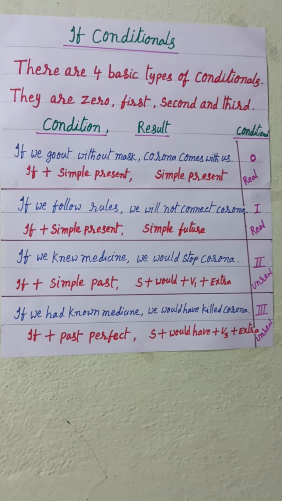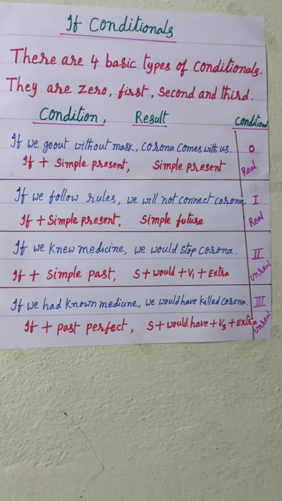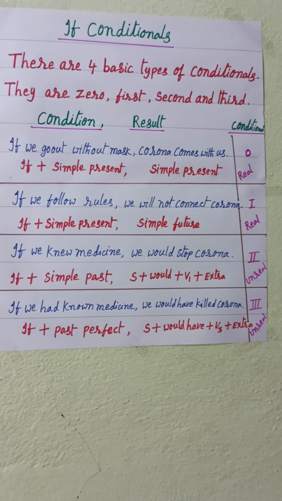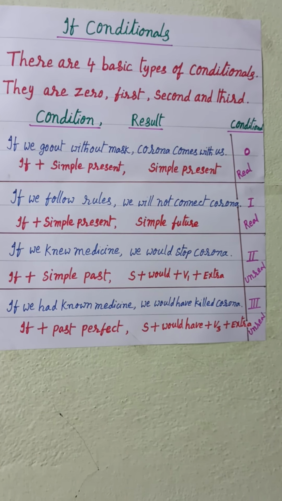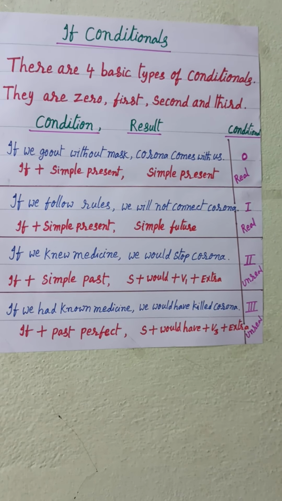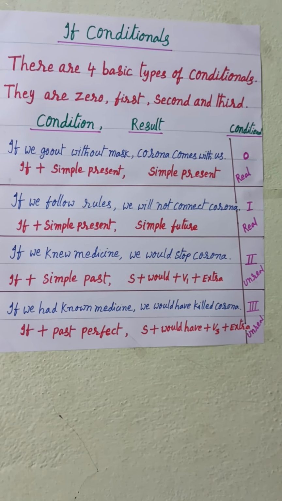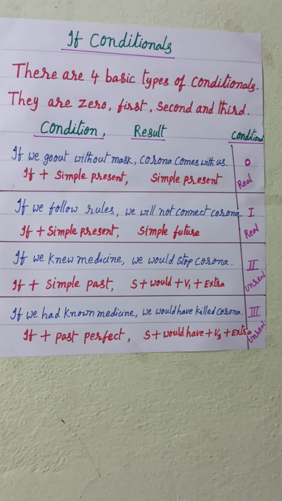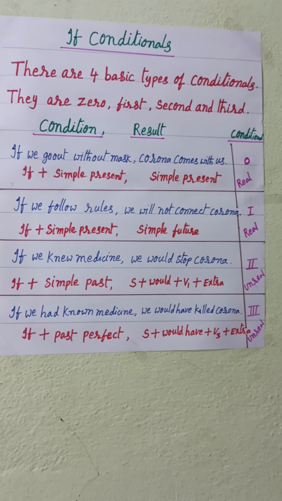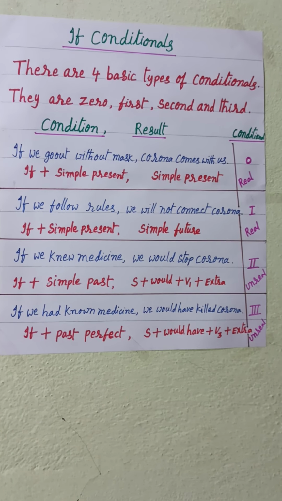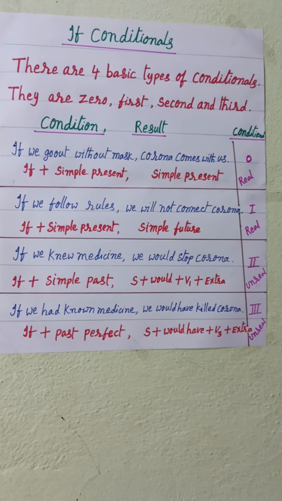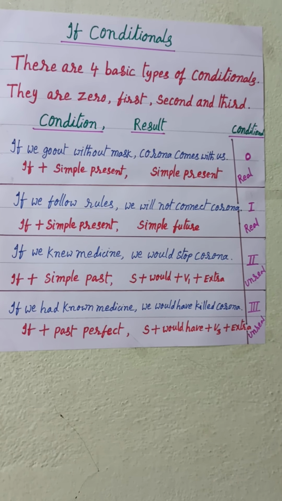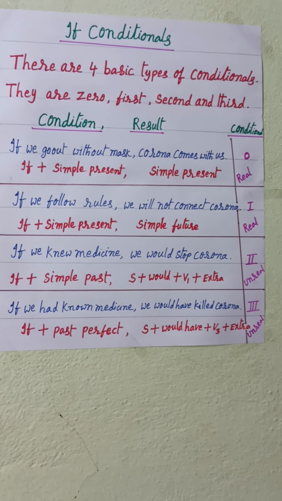Here condition is if plus simple past and result is subject plus would plus V1. V1 means base form of verb plus extra. It is unreal condition. It is not possible.